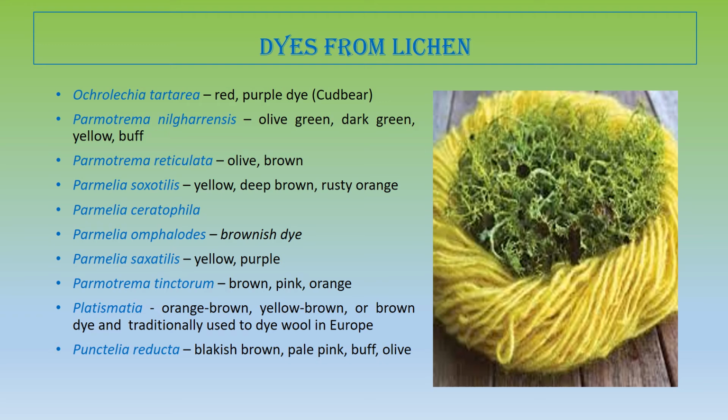Then is Parmotrema nilgiriensis. As the name suggests, Nilgiri is a hilly region in South India. So Parmotrema nilgiriensis, as well as Parmotrema reticulatum, are found in the hilly regions of Nilgiri in South India, Garhwal in the Himalaya, and Mexico, and South American hilly regions in the south of South America, like Argentina. So this Parmotrema belongs to Parmeliaceae, and the main colorant is electorin.